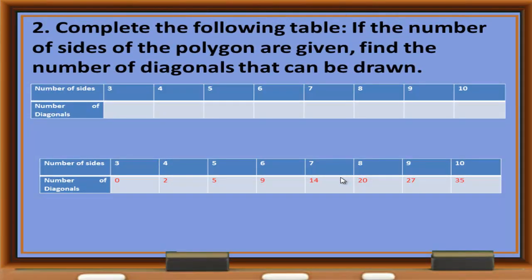Number two, complete the following table. If the number of sides of the polygon are given, find the number of diagonals that can be drawn. In triangle, there are no diagonals. For quadrilateral, there are two diagonals. For pentagon, there are five diagonals. For hexagon, there are nine diagonals. For heptagon, there are 14 diagonals. For octagon, there are 20 diagonals. For nonagon, there are 27 diagonals. For decagon, there are 35 diagonals. So the sequence is 0, 2, 5, 9, 14, 20, 27, 35.